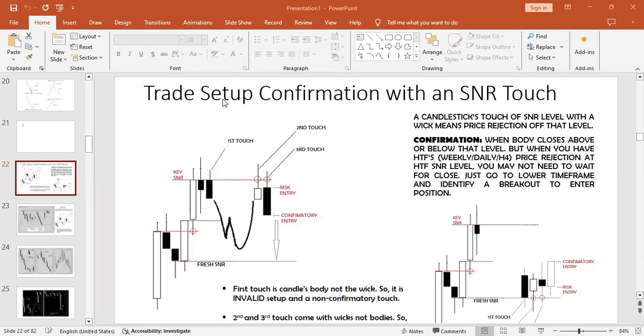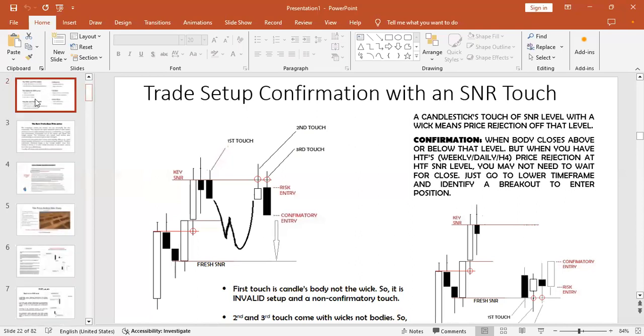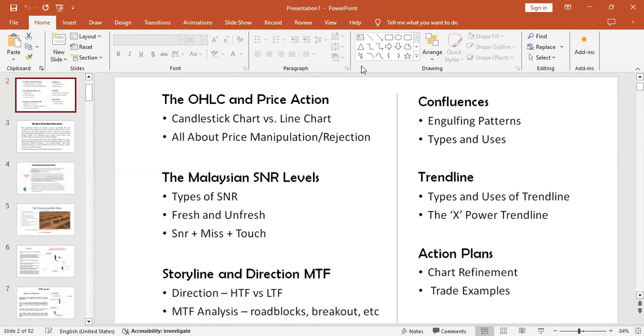So now let's go straight to the next session. We've covered the first session. We'll be able to cover candlestick chart, manipulation, types of SNR, fresh and unfresh. We've covered SNR and miss. Then we go to the storyline, which is the most important thing. If you don't get the storyline right, you may not get the trade right.